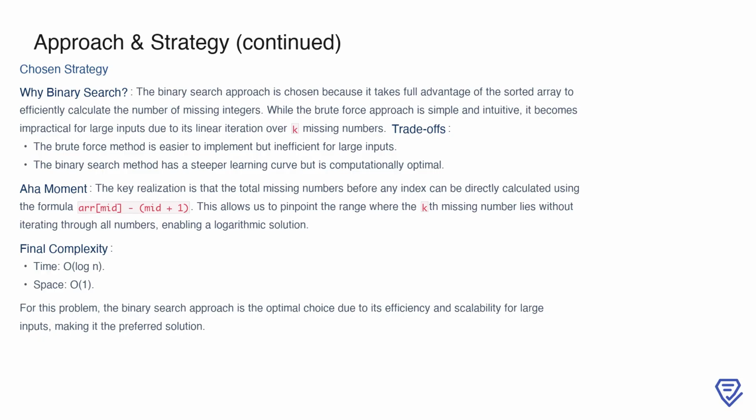The key insight, or aha moment, in this approach is the realization that the total number of missing numbers before any index can be calculated using the formula arr[mid] minus (mid plus 1). This eliminates the need to iterate through all numbers and allows us to directly pinpoint the range where the kth missing number lies. For these reasons, binary search is the best choice, striking a balance between computational efficiency and practical implementation.